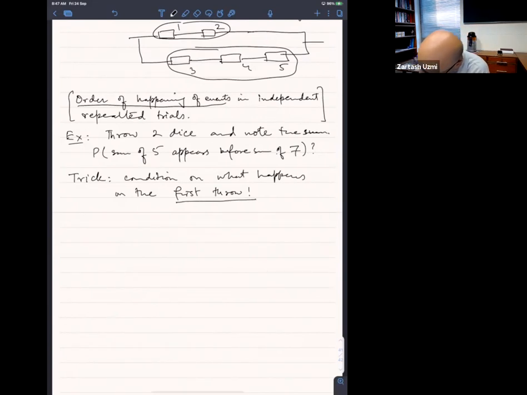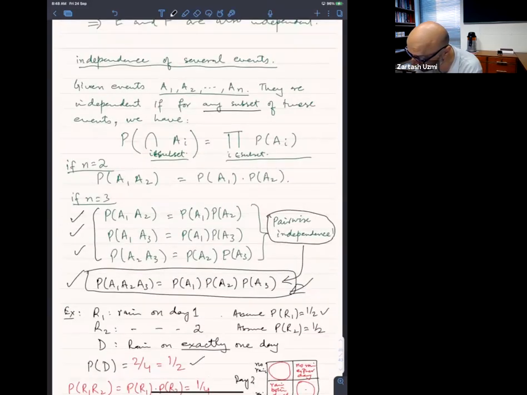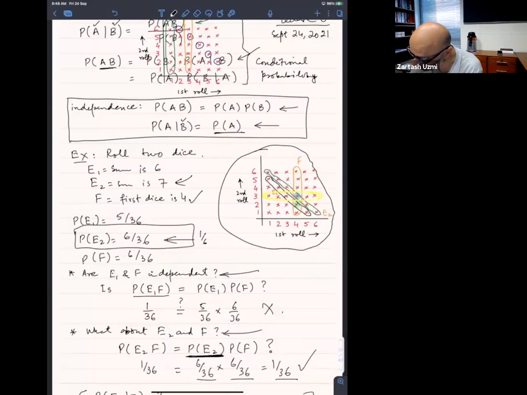So first throw of 2 dice, let's define the event F that the sum on the first throw of 2 dice is 5. What is the probability of F? The sum of the 2 is 5. We can see this from here. This is the picture we made. Look at this picture and tell me, what is the probability that the sum is 5?